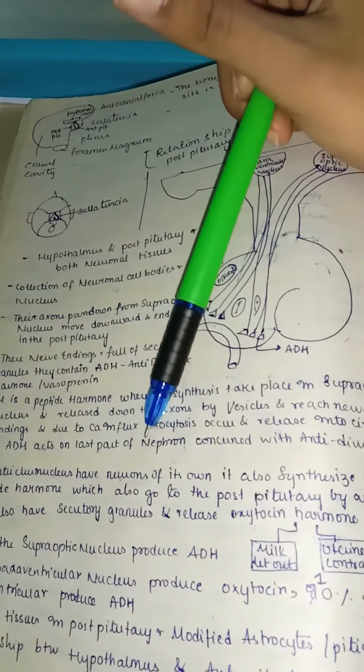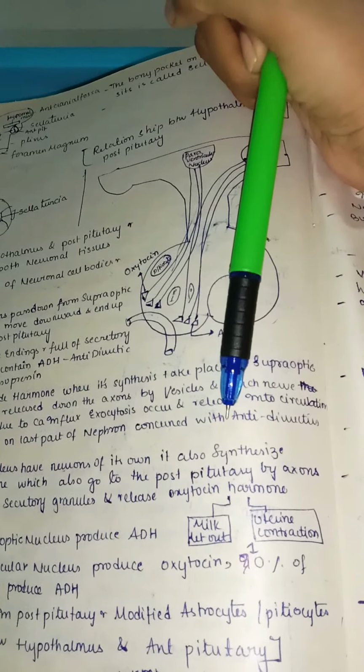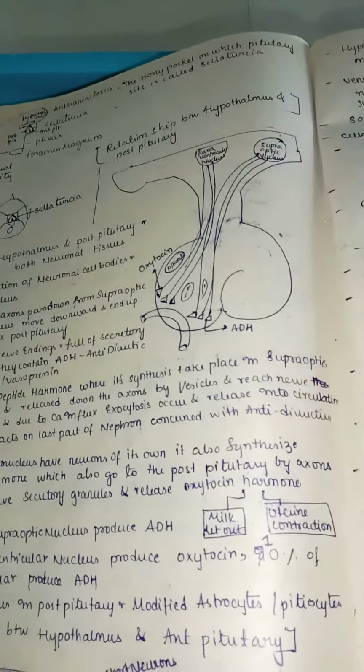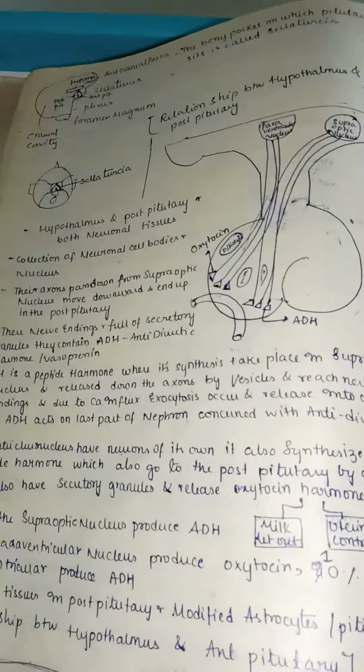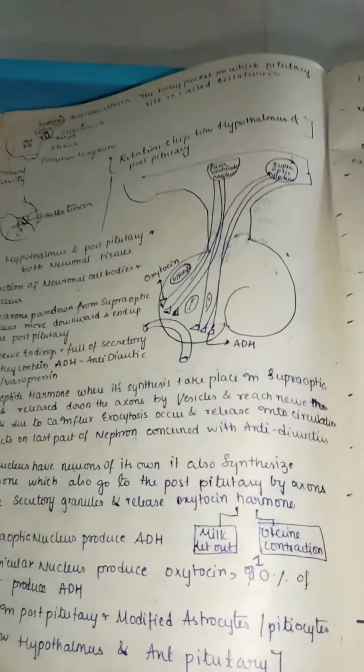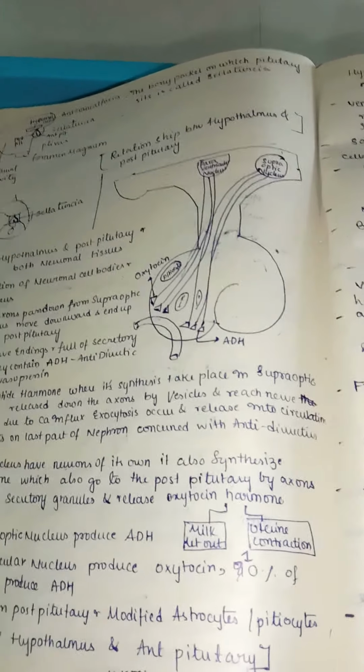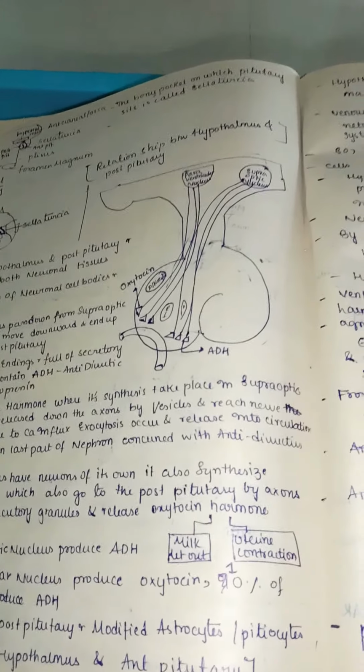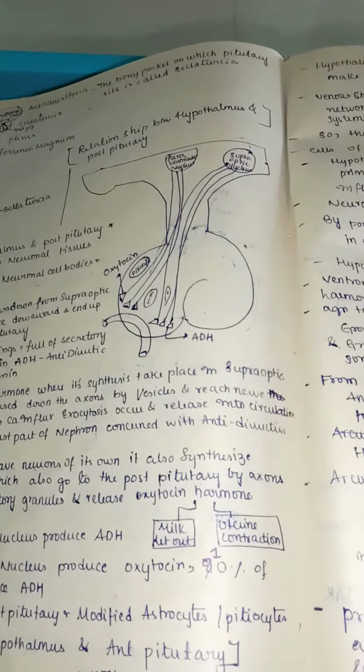And ADH acts on the last part of the nephron, which is concerned mainly with antidiuresis. You know already ADH function, we have discussed it in renal physiology, but once again let us recollect it. In the last part of the nephron, especially in the collecting duct, what ADH does is the reabsorption of water and solutes by means of mainly aquaporin 2 channels, which are present on the lumen side.